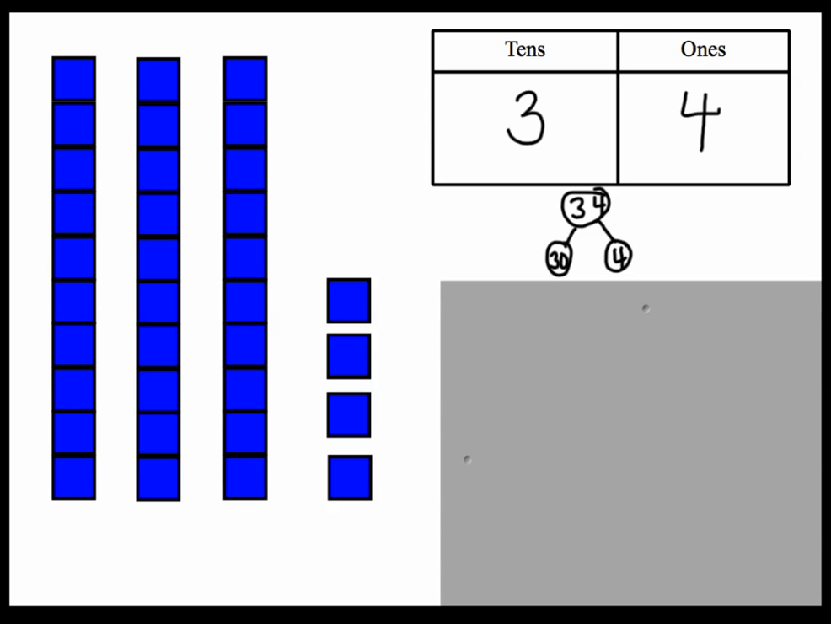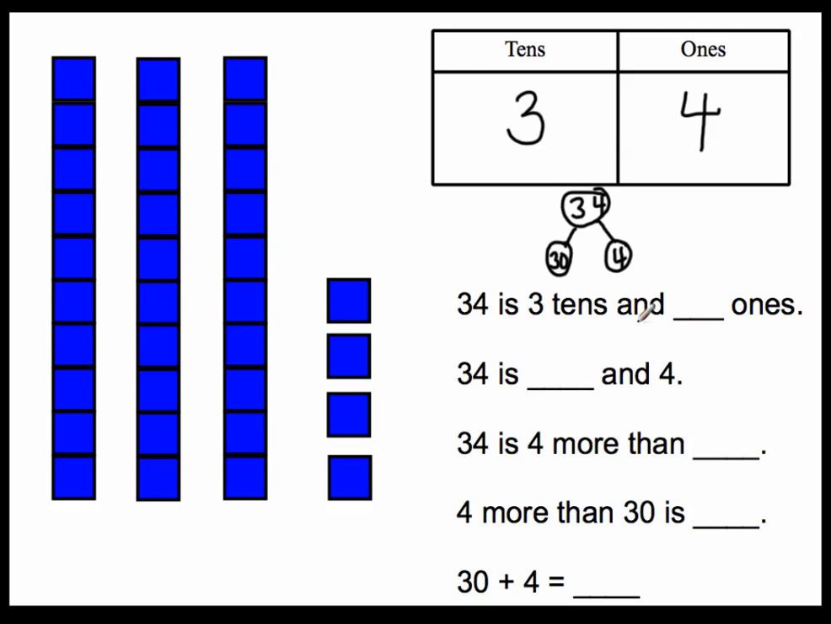Let's answer some questions about this. 34 is 3 tens and how many ones? Well, it's 3 tens and 4 ones. 34 is what and 4? Well, 34 is 30 and 4. 34 is 4 more than what number? Well, it's 4 more than 30. 4 more than 30 is 34. And lastly, 30 plus 4 equals what number? 30 and 4 are the same as what number? 34. Yes.